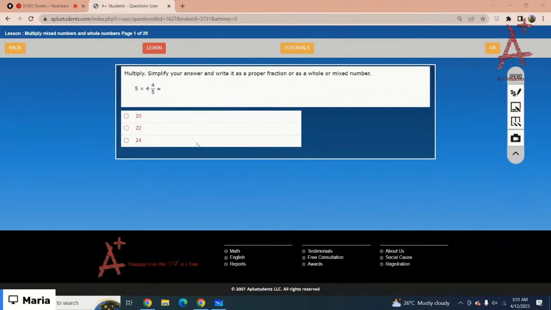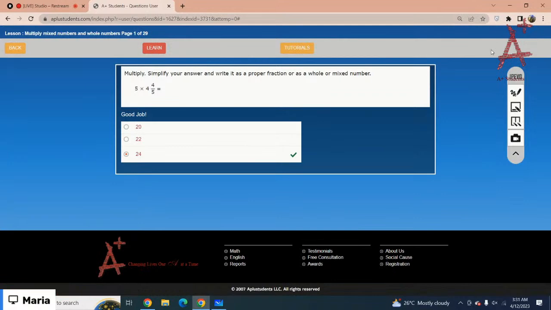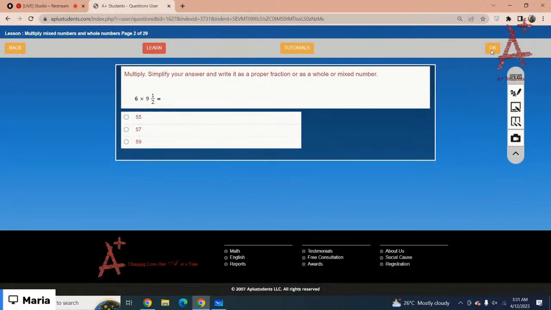So let's just select the correct option and click on the OK button. Okay, the next one is 6 times 9 whole 1 over 2. If you already know how to do them, just solve the questions in your notebook and write the answer in the chat box.